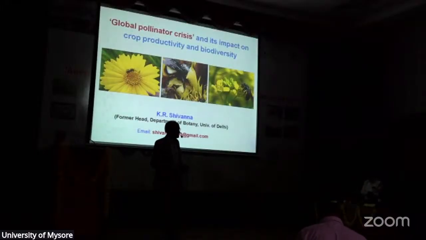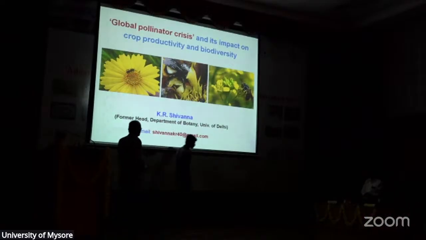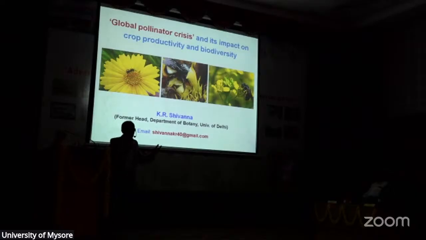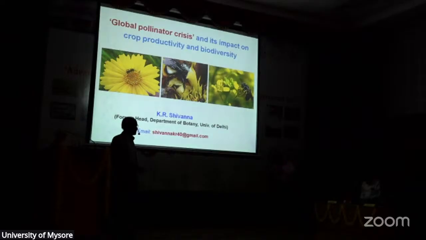Now today, I'm going to talk on something which is very relevant at present. That is the global pollinator crisis and its impact on crop productivity and biodiversity. Of course, we have heard in the previous two lectures a lot about biodiversity, particularly the need to sustain and conserve biodiversity. And I am not going to talk too much about that one because it's already been elaborated, but I'll try to cover the other one a bit more. And also, I want to finish my lecture in 30 minutes.